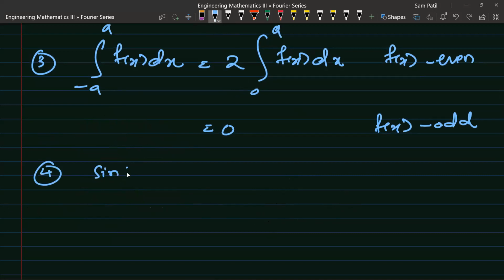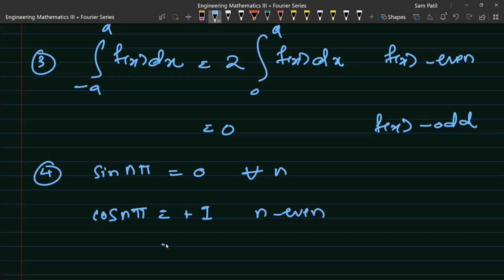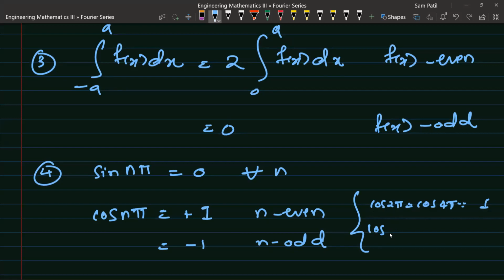What is sine n pi? Sine n pi is 0 for all n, whatever the value of n. Sine n pi is always 0. What is the value of cos n pi? Cos n pi is plus 1 if n is even, and minus 1 if n is odd. It means cos of 2 pi, cos of 4 pi, and so on are all plus 1. And cos of pi, cos of 3 pi, and so on are all minus 1. Is there any doubt?